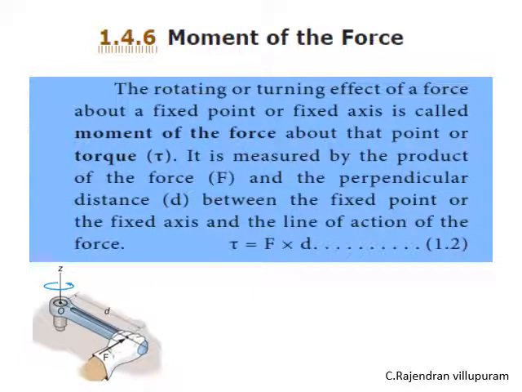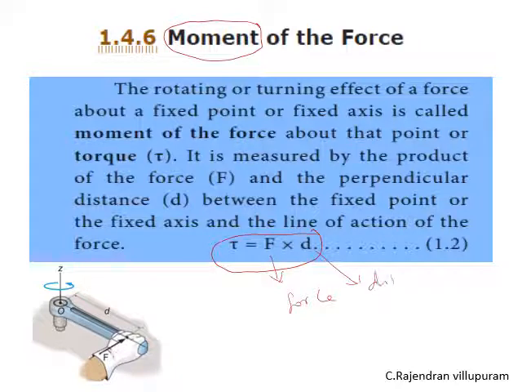In order to measure the rotating effect of a force, you have to know the concept called moment of the force. The moment is used to measure the turning effect of the force, or how much rotating effect should occur. How is moment calculated? By the formula tau equal to F into D. What is F? That is force. And what is D? That is distance.